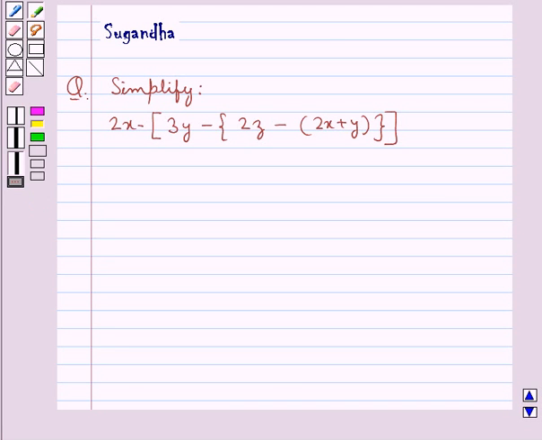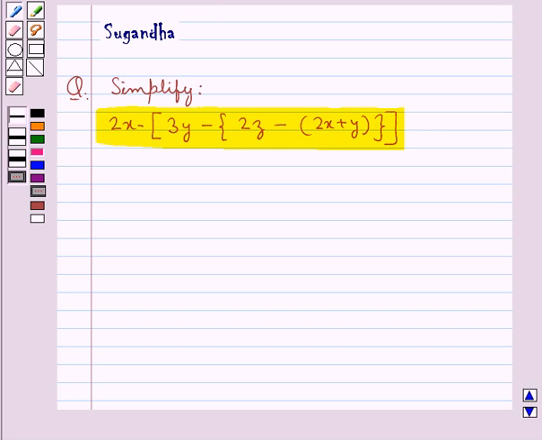In this session we discuss the following question, which says simplify 2x minus 3y minus 2z minus 2x plus y. Let's see the solution now. The given expression is 2x minus 3y minus 2z minus 2x plus y.